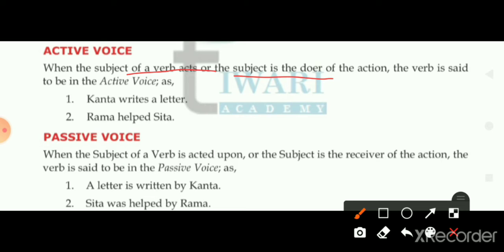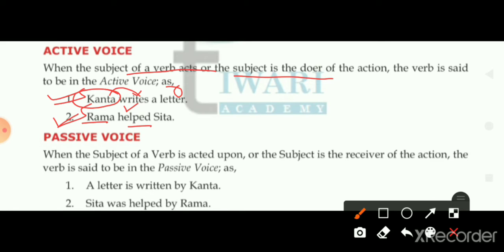Let's take an example. Kanta writes a letter. Kanta is the subject who is performing the action of writing. This is the verb, and the object here is the letter. So Kanta is the subject, the doer of the action. Now the second example: Raman helped Sita. Here Raman is the subject who is performing the action of helping Sita.